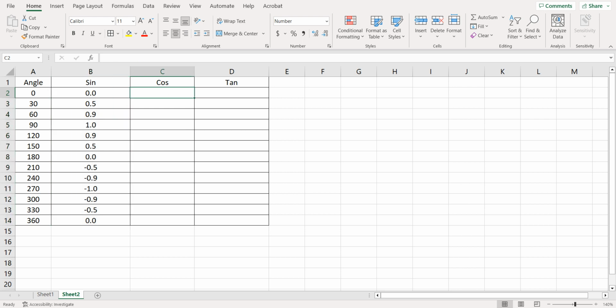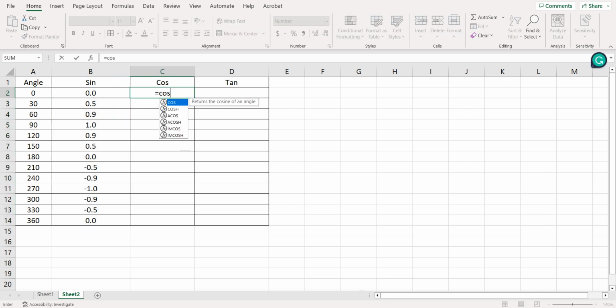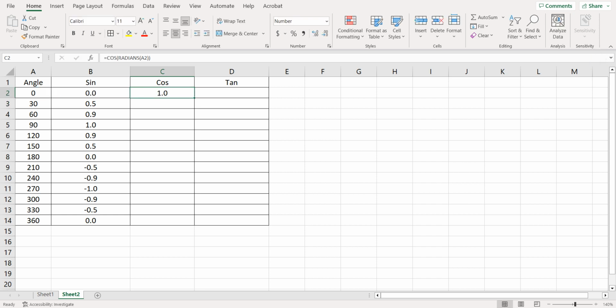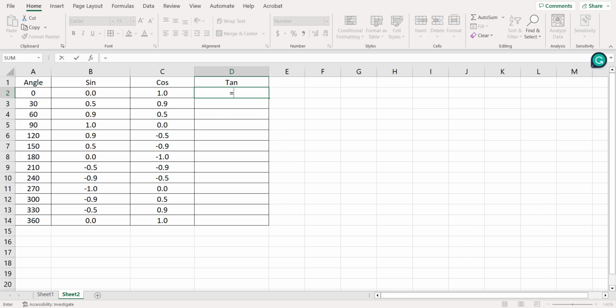Same thing you can do for cosine. So write cos, then write radians and select the angles. Okay, hit enter, and you see it has been automatically copied to all the other cells to calculate the corresponding angles.